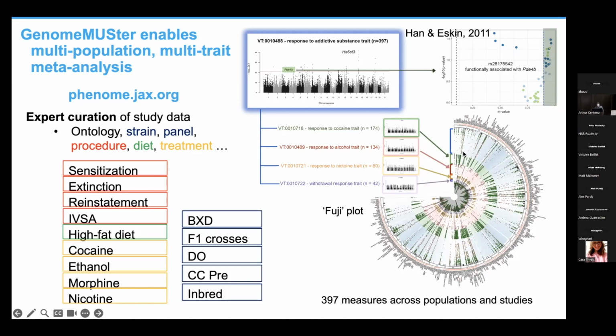And what you see here, we call the Fuji plot, right? Each of these rings represents a different meta-analysis. So this blue ring is the response to addictive substance. The green is cocaine. The pinkish one is alcohol, and so on, right? We've got nicotine and withdrawal. And this is nice because it gives us a really bird's eye view of what's going on, not just within a single meta-analysis, but across all of these different substances. And I'll show you a little bit more here.